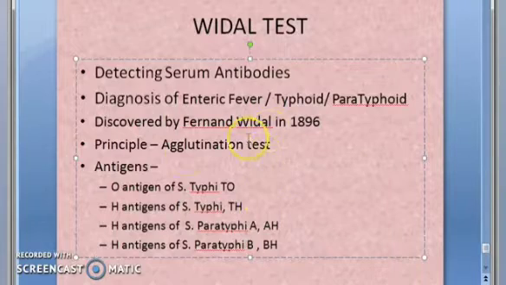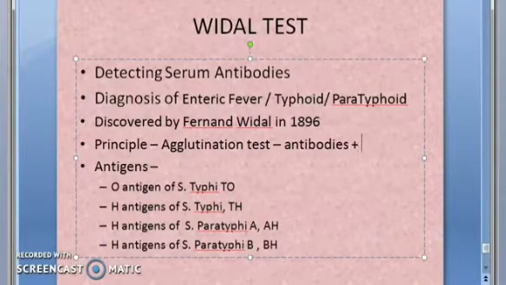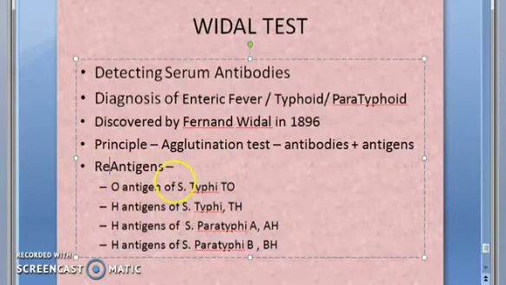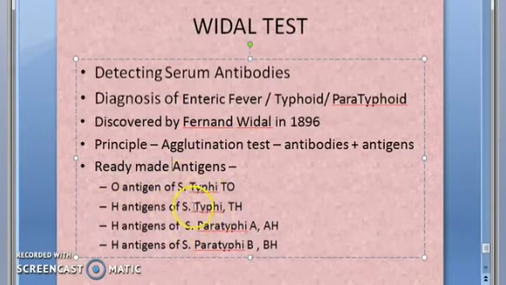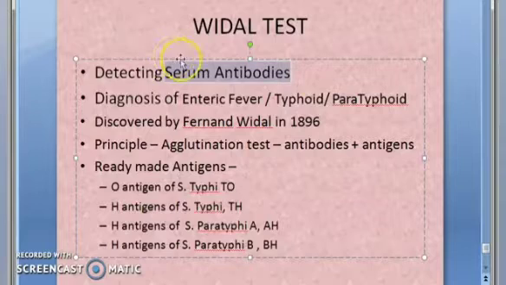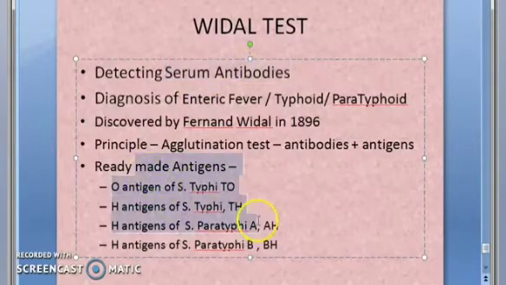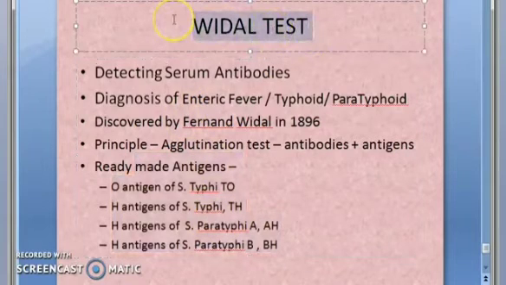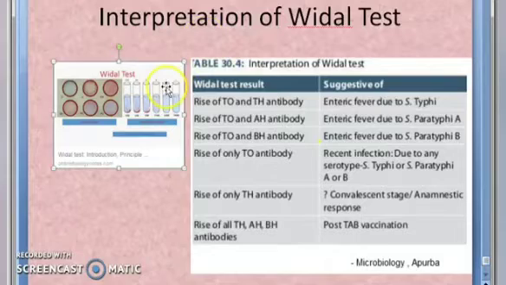So you are going to check the agglutination of antibodies and antigens. What are the antigens? These are ready-made antigens you will have. Then the patient's serum you will add. Patient's serum should have the antibodies. And if the antibodies are present in the patient's serum, it will agglutinate. Hence, your Widal test will show you what kind of infection it is. Okay. Let us try to interpret the result.